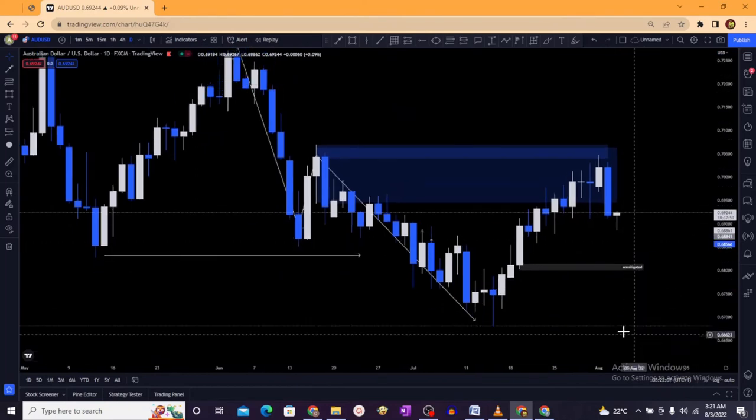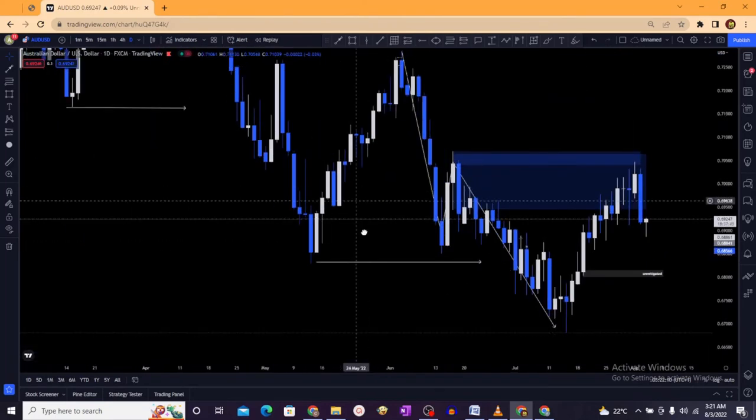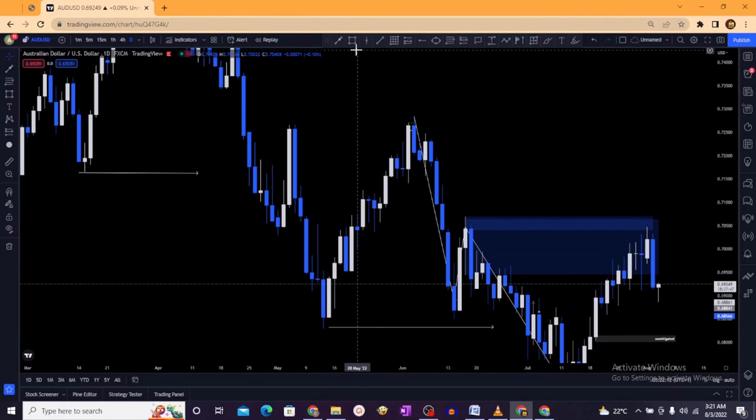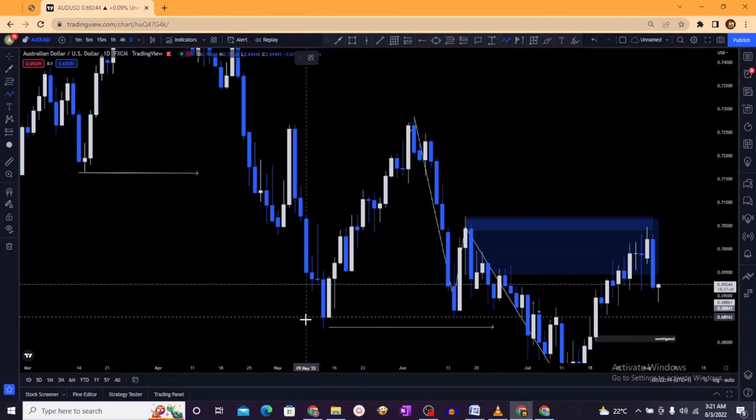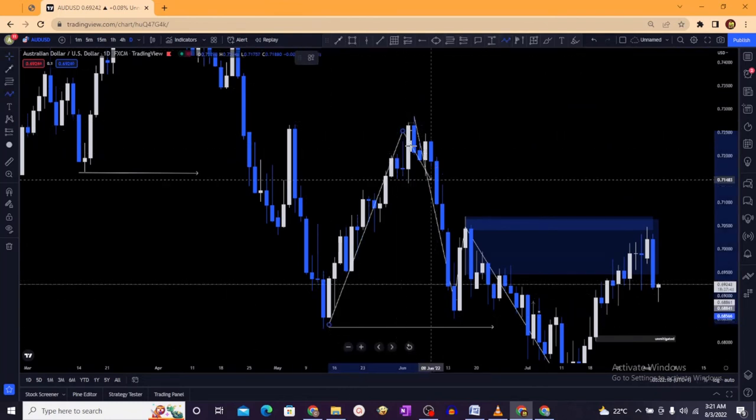So this is for zones. Let's identify other zones. So this is what? This is a rally, a base, and a drop.